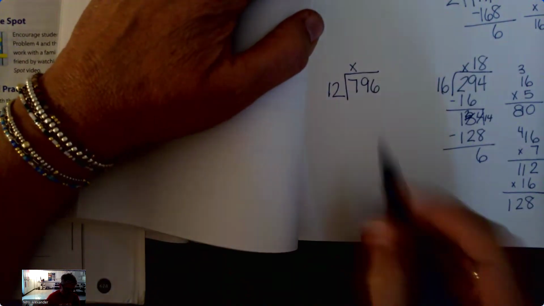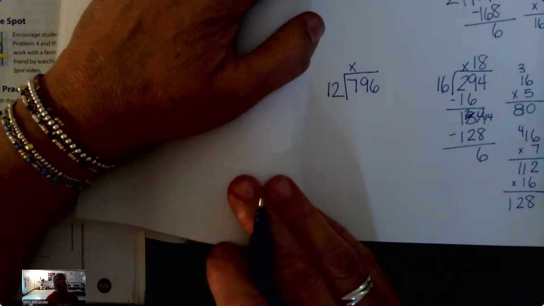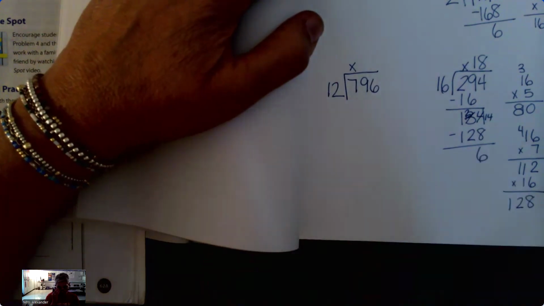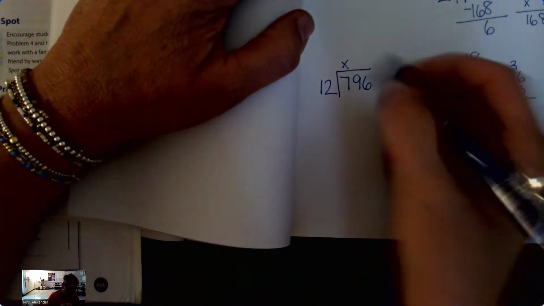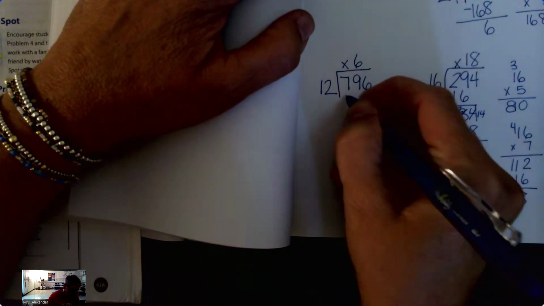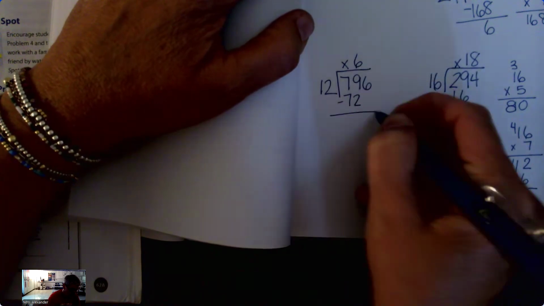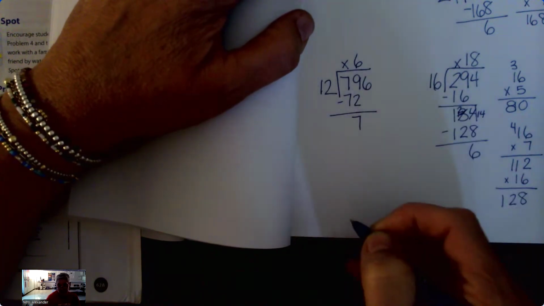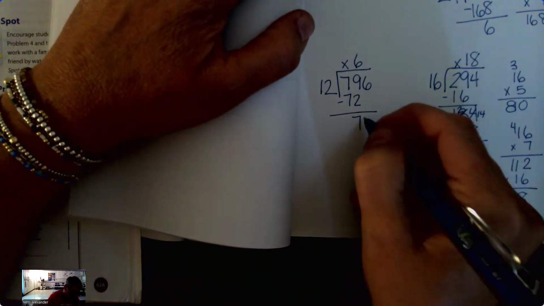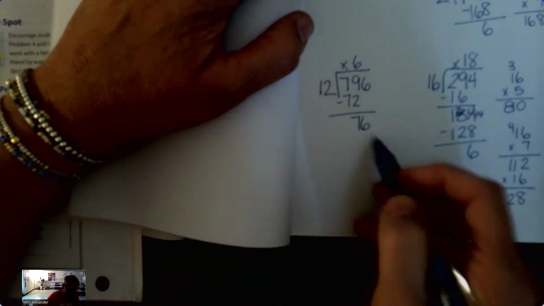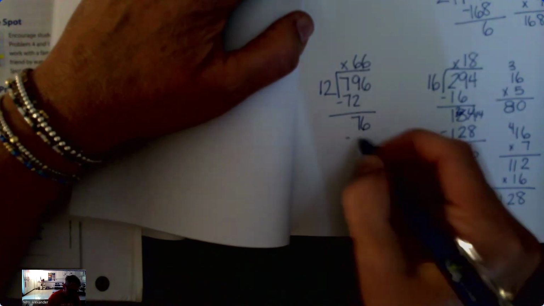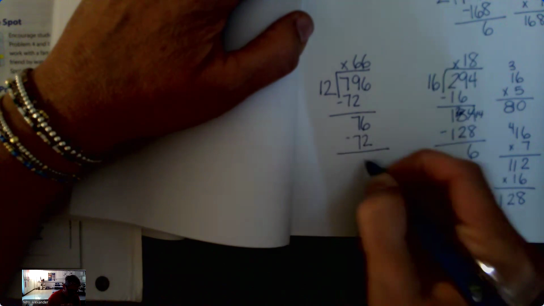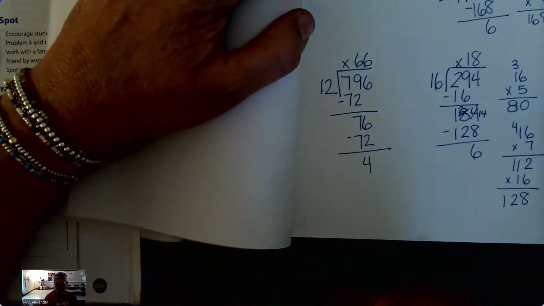Can 12 go into 79? Sure can. We already talked, you guys are really good about knowing 12 times 5 is 60. So if I do 12 times 6, that'll get me to 72. I subtract and I have 7 left. I'll bring down my 6. I don't think I'll get any closer than 12 times 6. That equals 72. We have 4 left. So our answer is 66, remainder 4.